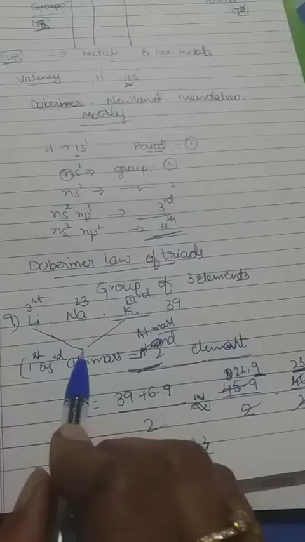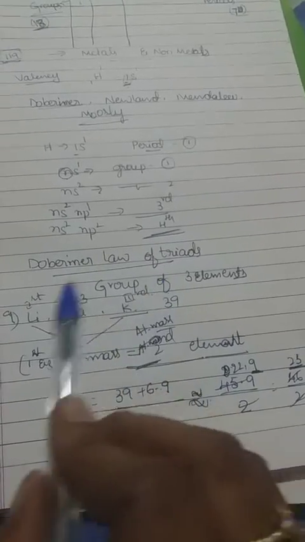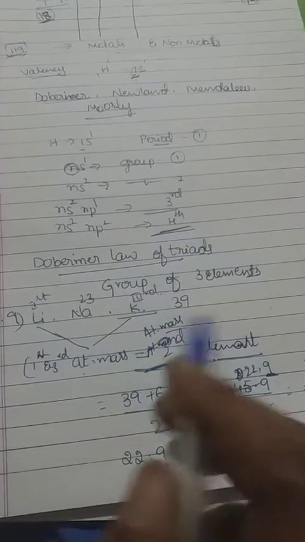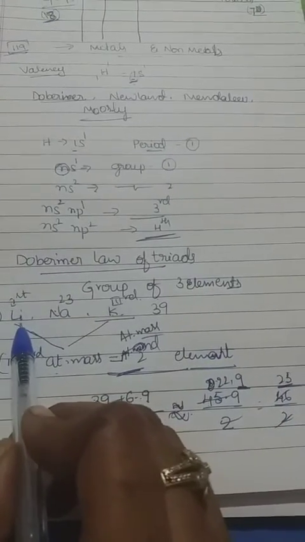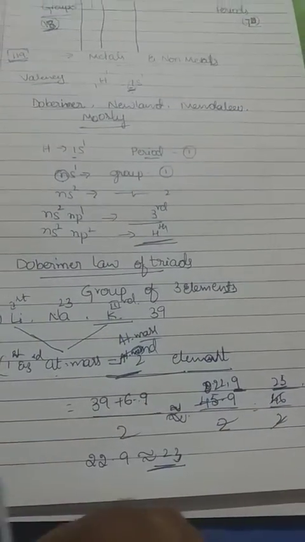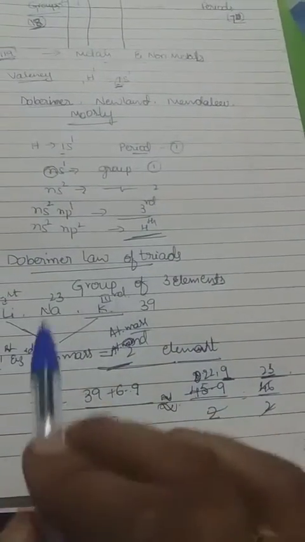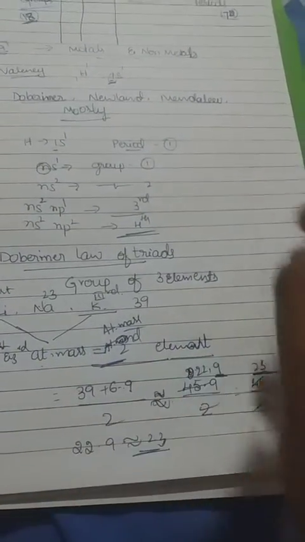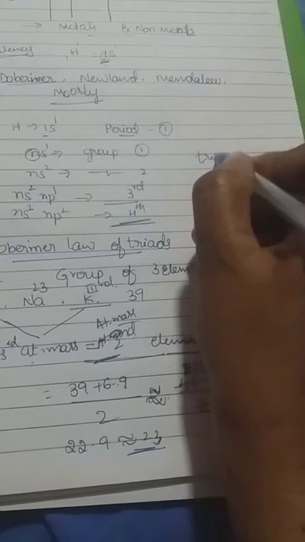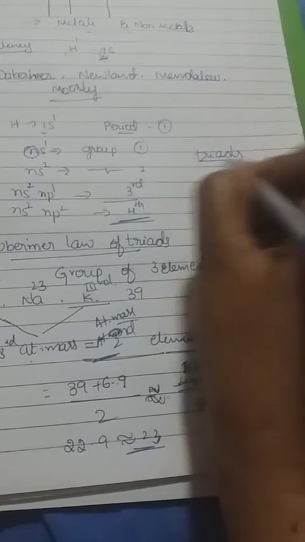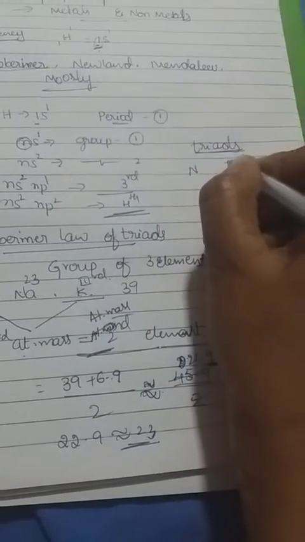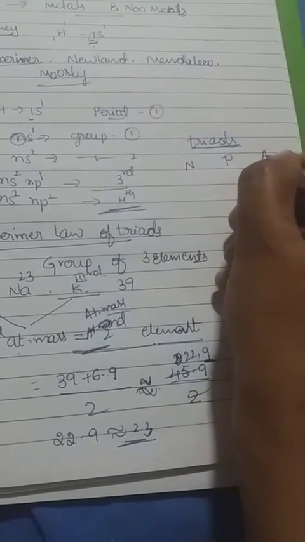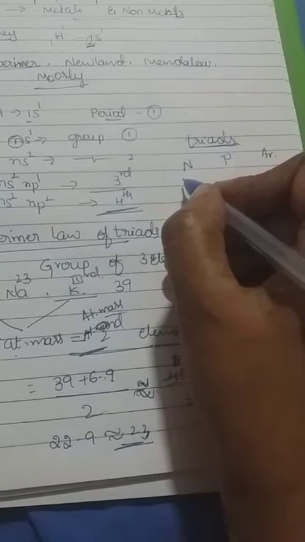Once again, triads means a group of 3 elements. One example I have taken is lithium, sodium and potassium. Like that he has classified many triads. Let us take another example for triads: sodium, phosphorus and argon. This we can also check here.